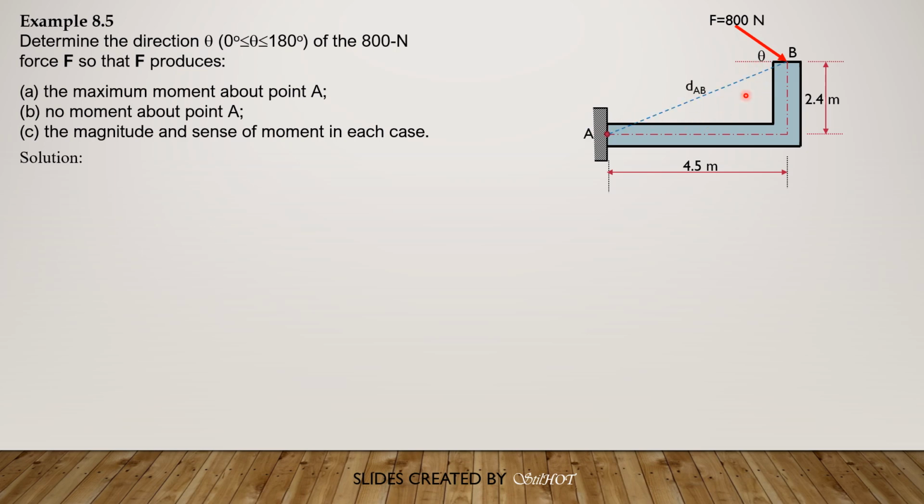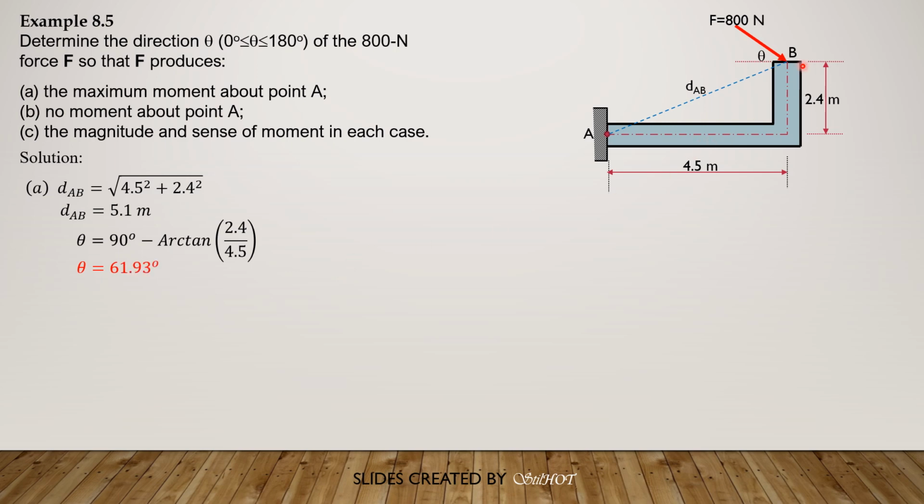Let's draw the line first. So this is 90 minus this angle here, because the force and the distance AB must be perpendicular to each other for maximum moment. So it is 90 minus arctan of this angle, which is 2.4 over 4.5. So distance AB is square root of 4.5 squared plus 2.4 squared. Distance AB is 5.1 meters. Then theta is 90 degrees minus arctan of 2.4 over 4.5. So theta is 61.93 degrees.